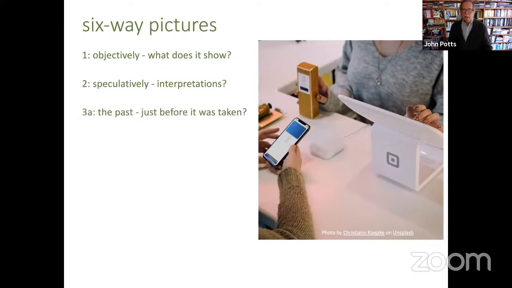Another dimension is the past, but the past we can look at in two ways. One way of looking at the past is what happened just before this picture was taken, in the minutes or even seconds before. So what do you think happened just before it was taken? The very recent past.